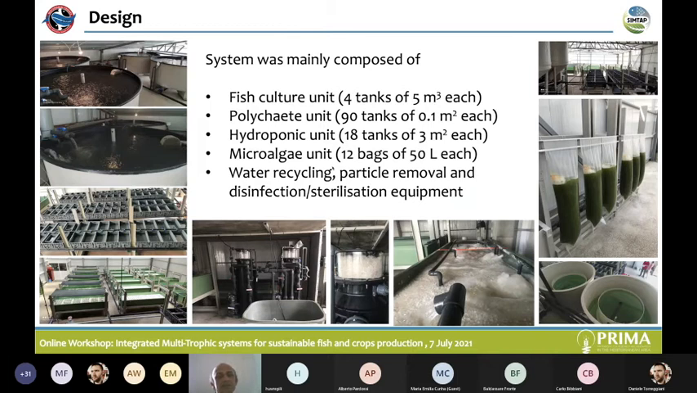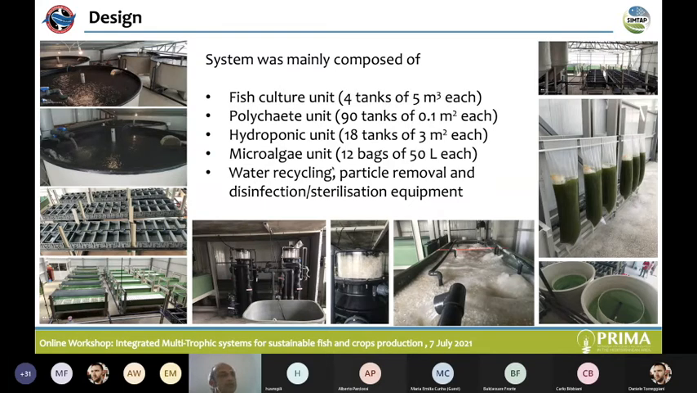The system was aimed at simulating a small commercial model of about 400 square meters area. Therefore, the capacity of the compartments was installed at a commercial scale. You can see some parts of the compartments of the system in the slide.